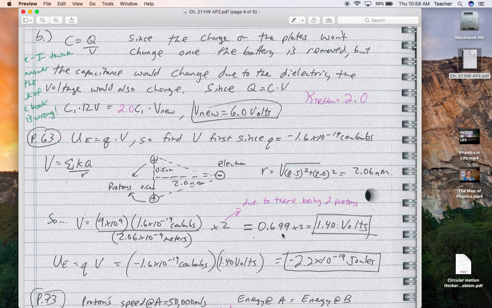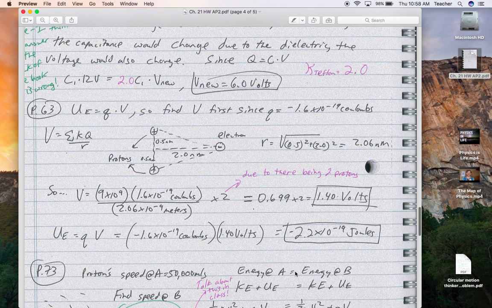That gave me about 0.6999 volts, but there are two charges. So each charge adds 0.6999 volts, so that's a total of 1.4. Multiply that by the charge of the electron, and I have a negative potential energy.